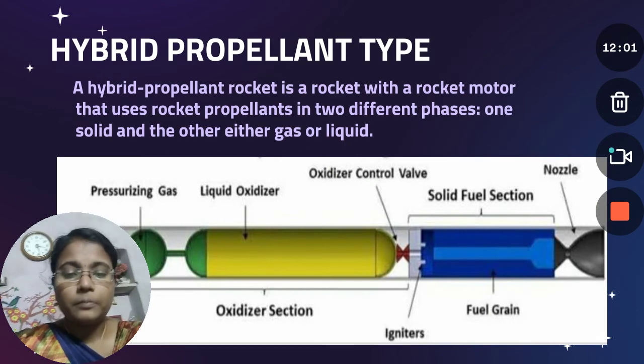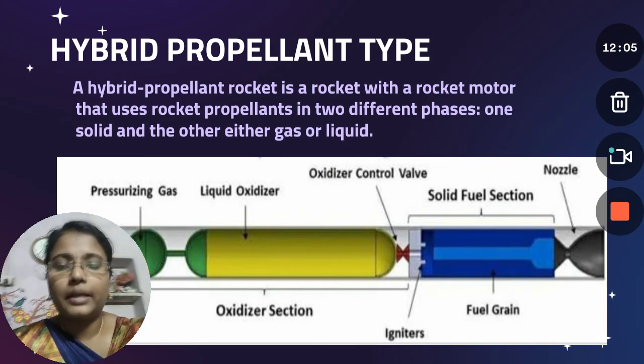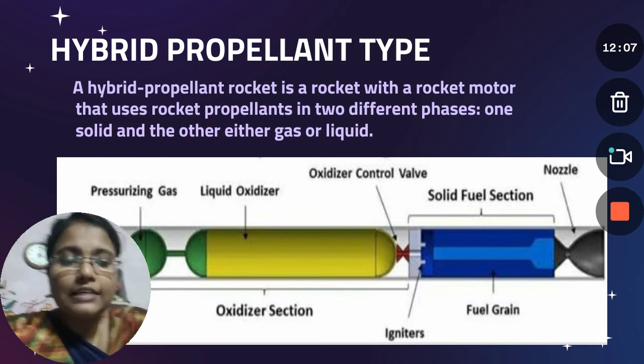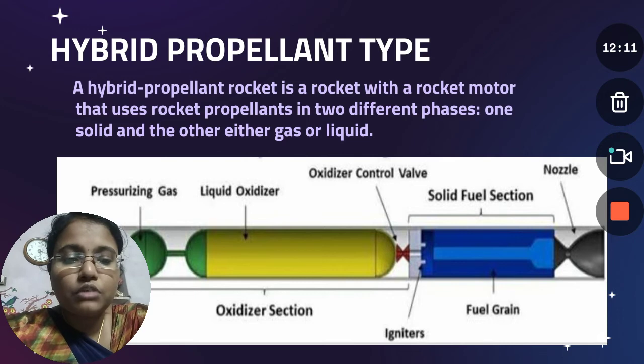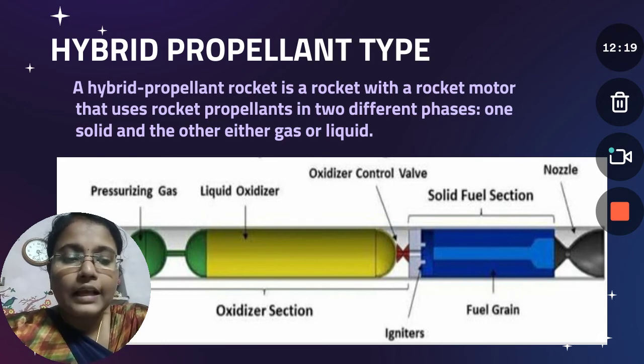Now let's see about the hybrid propellant type. Rocket systems in which one component of the propellant is stored in liquid phase while the other is stored in solid phase are called hybrid propellant rockets. Mostly liquid oxidizers and solid fuels are used.